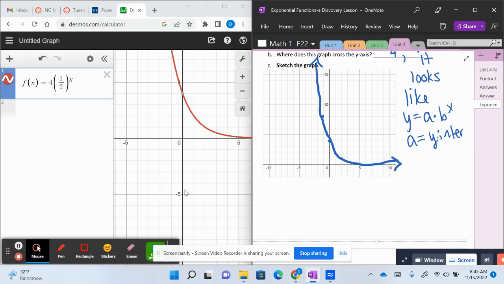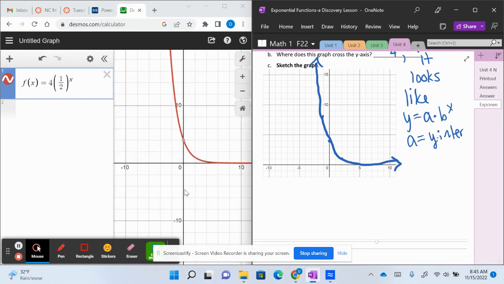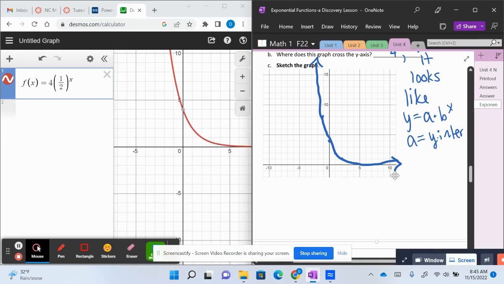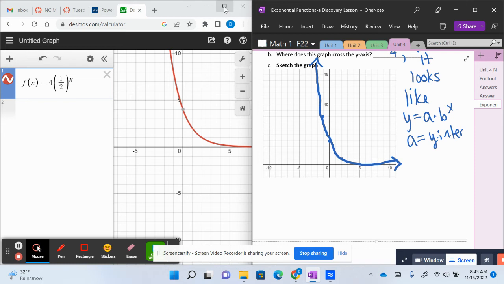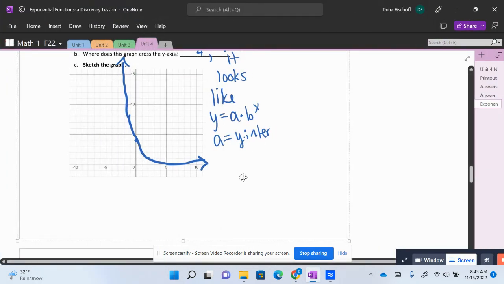Okay, questions. Do you guys see how to use Desmos? Do you feel like you can use this as a supplement to graphing? Okay, so I'm going to get rid of this, and I'm going to go back to a full screen, and we're going to finish up our notes.